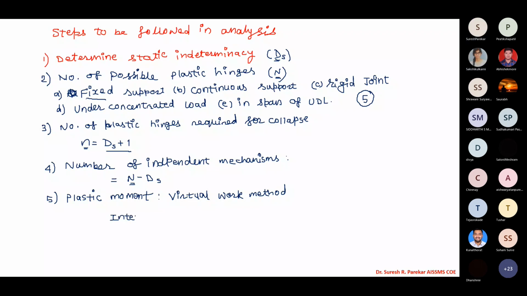First we will write external work done equal to internal work done. And then we have these 5 steps. तर याच्यामध्ये कुणाला काही डाऊट आहे का? No? Then we will start with the examples.